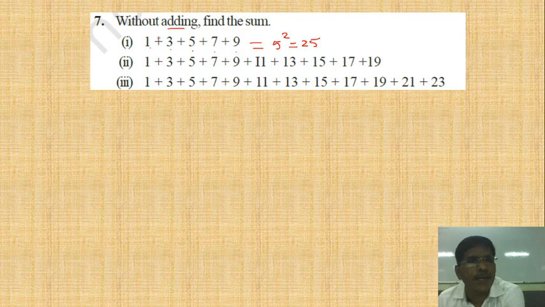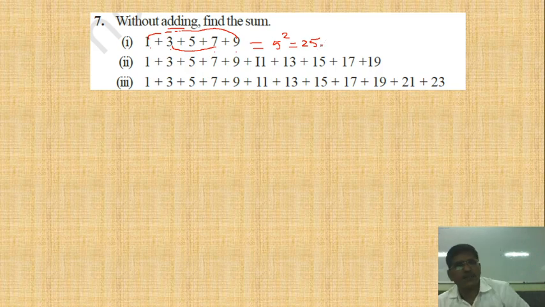Now if you add for checking purpose, 7 plus 3 is 10, 9 plus 1 is 10, plus 5, 25. So 5 squared: how many terms are there? 5. So 5 squared is 25. It is one type of question they ask: without adding, find the sum. You just have to count how many terms are there. 1, 2, 3, 4 and 5. So 5 squared is 25.